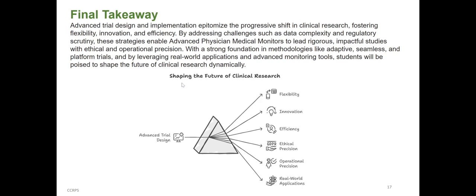And here we have a diagram on shaping the future of clinical research, as we have here advanced trial design, flexibility, innovation, efficiency, ethical precision, operational precision, and real-world applications.